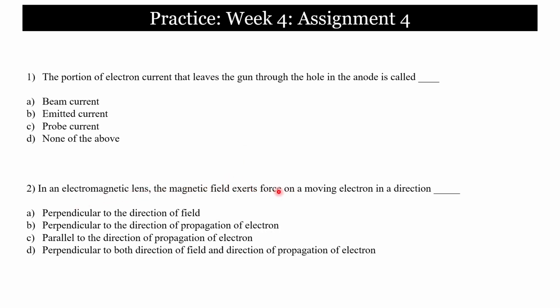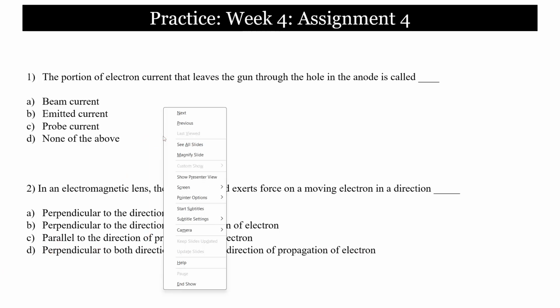Question 2 says: in an electromagnetic lens, the magnetic field exerts force on a moving electron in a direction perpendicular to the direction of field, perpendicular to the direction of propagation of electron, parallel to the direction of propagation of electron, or perpendicular to both the direction of field and the direction of propagation of electron. The electron was moving vertically downwards and it was feeling a force, exerted in this direction as well as in this direction. So this is perpendicular to both the direction of field and the direction of propagation of electron.